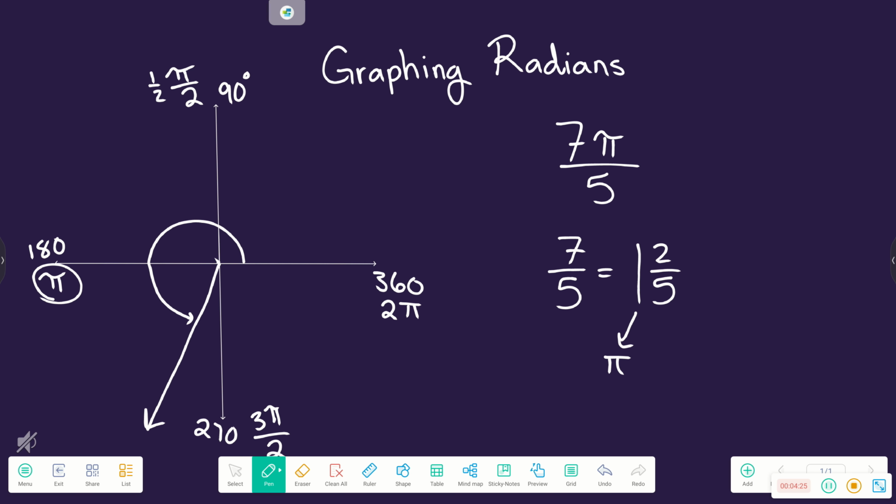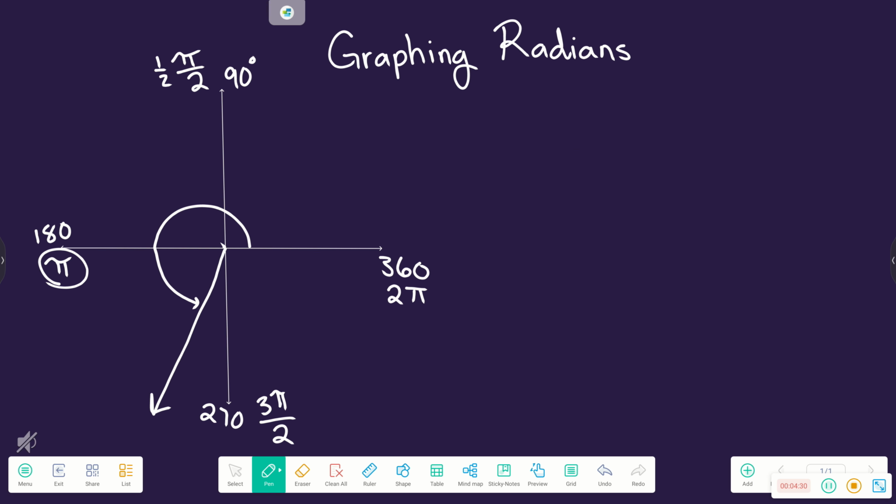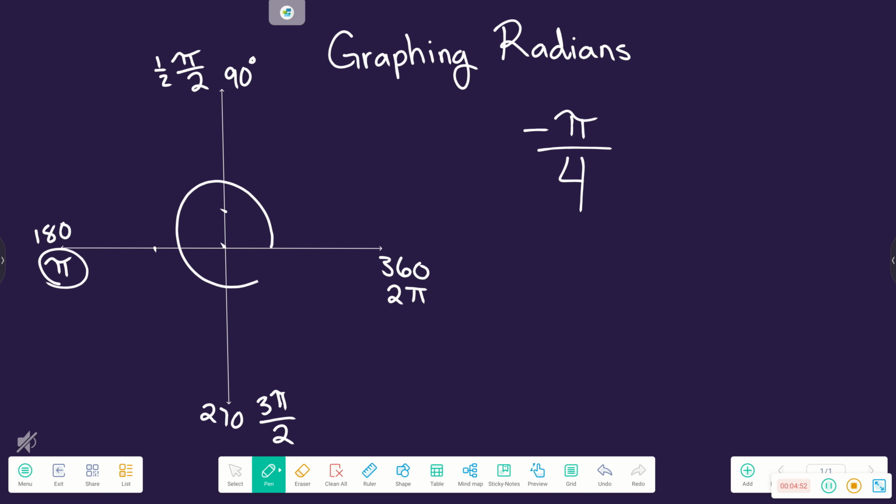Now the last thing I am going to show you is, of course, we can have negative radians, just like we had negative degrees when we were graphing. So if I were to give you a negative pi over 4, same exact process. For a positive, I'm following my quadrants, my degrees around in a circle. For a negative, we go in the opposite direction. So I know I'm going in the opposite direction.